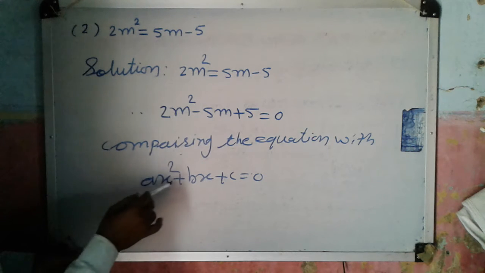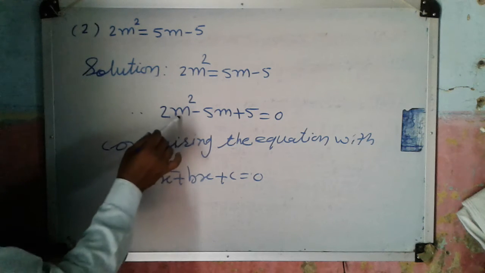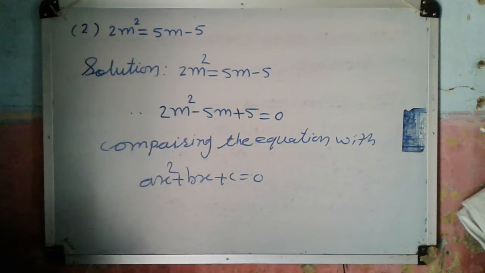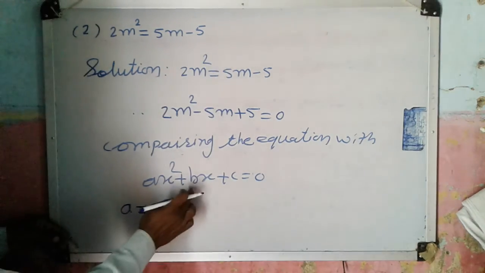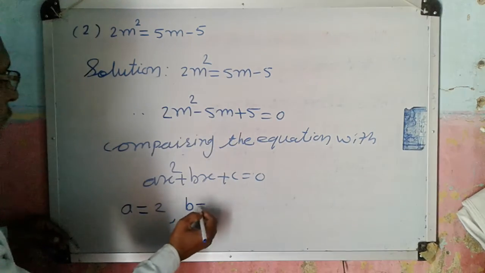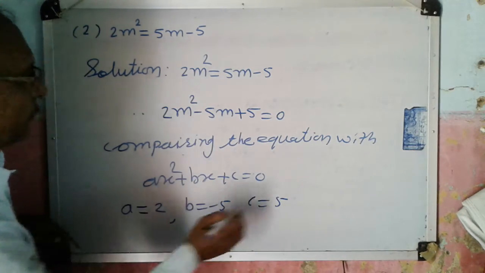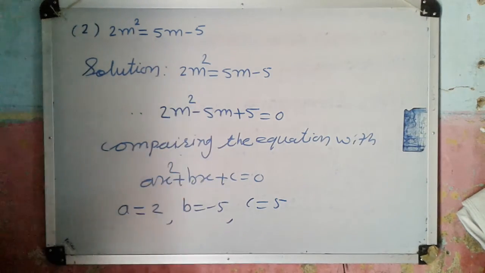While comparing the values of a, b, c, variable may be x or y or z, no problem. You can compare it as usual. Now see here we get a is equal to 2, b is equal to minus 5 and c is equal to 5. This way we can find the values of a, b and c.